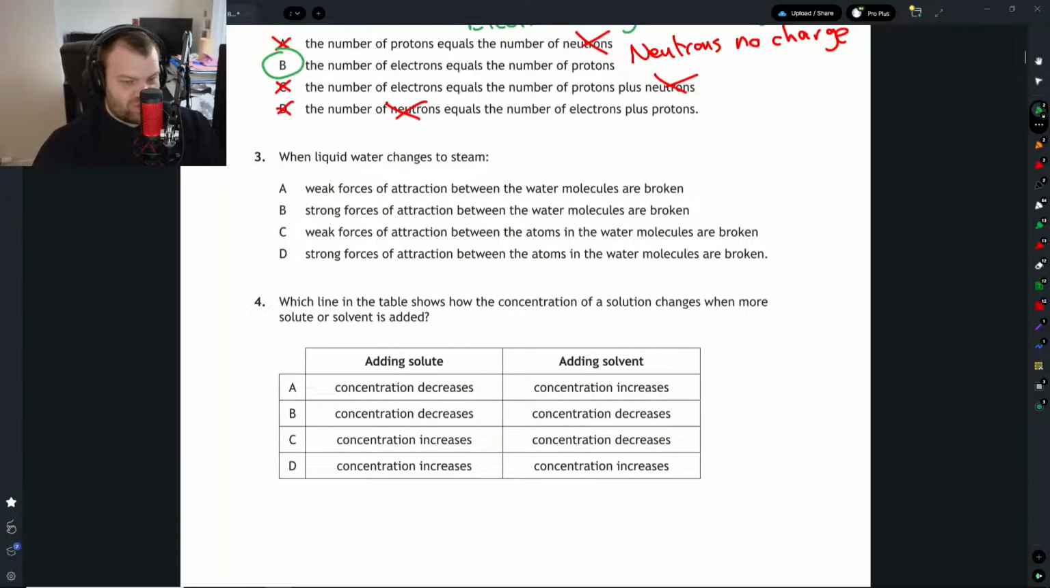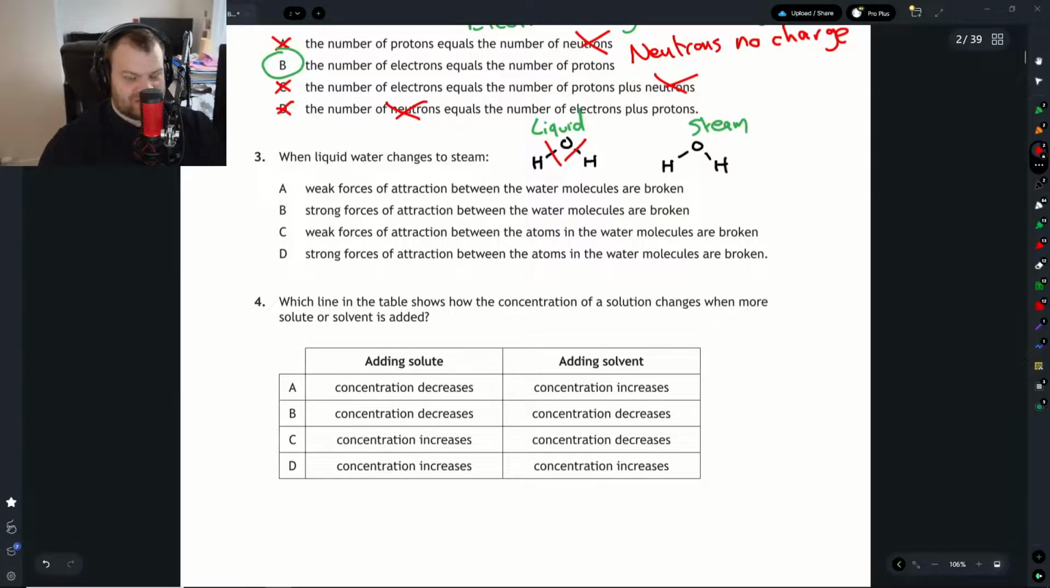Next one, we've got liquid water changing into steam. We're thinking about strong and weak force of attraction, and then whether they're between the molecules or they're between the atoms in the molecule. If we think about a water molecule, when you turn from having liquid water into steam, the gas form of water, you still have the 2 hydrogens connected to the oxygen. What's not happening is we are not breaking the bonds inside of the molecule. C and D both talk about the bonds between atoms being broken. That means those 2 cannot be correct.